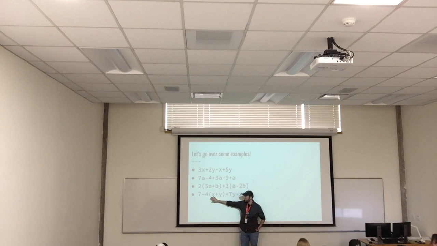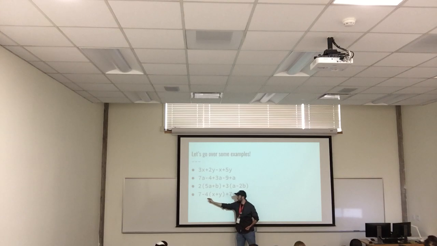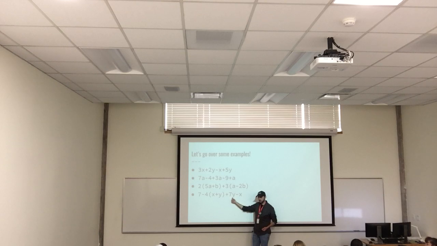So what would be negative 4 times x? Negative 4x, and then negative 4y. So we have 7 minus 4x minus 4y. Just remember that the negative does carry all the way through. So if we have 7 minus 4x minus 4y plus 7y, that's 3y, and then negative 4x, negative x, negative 5x. So yep, 7 minus 5x plus 3y.